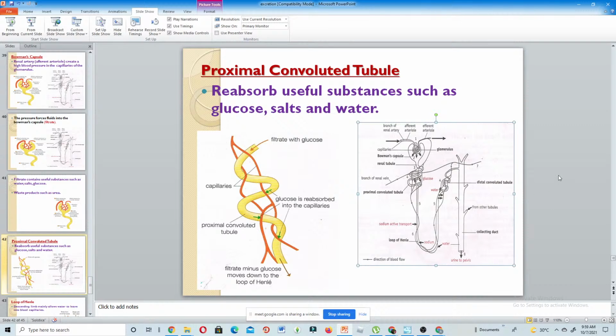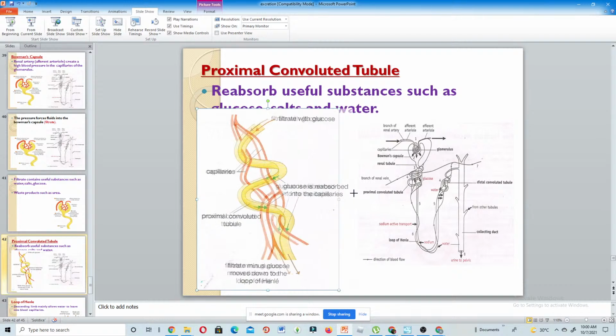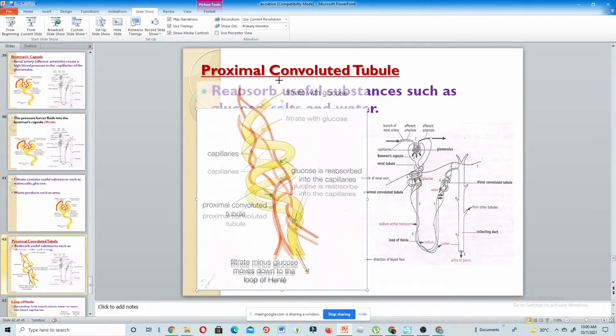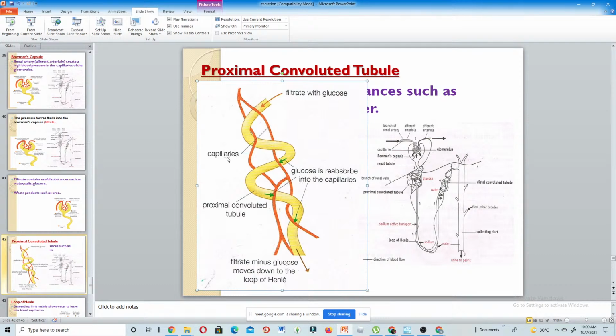What they are saying now is that what happens in the proximal convoluted tubule is reabsorption of useful substances such as glucose, salt, and water. So the blood is now taking back these useful substances. When you look on the diagram, you're seeing yellow and you're seeing red. And look at the labeling. The red represents capillaries, so that is the blood vessel. It is the capillaries that will reabsorb these useful substances: the water, the salt, and the glucose.